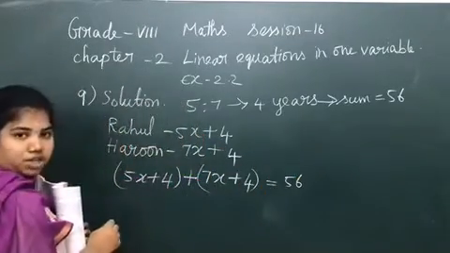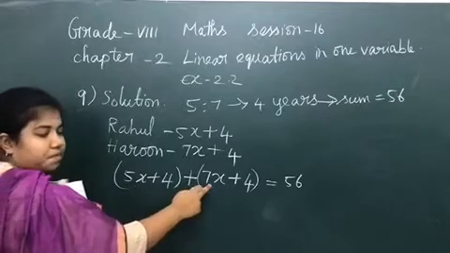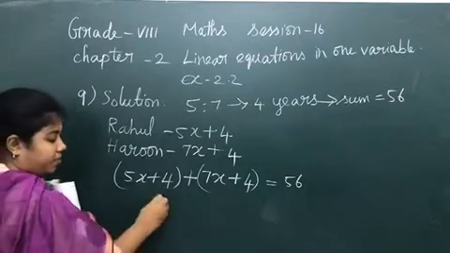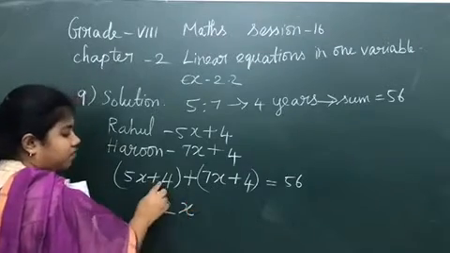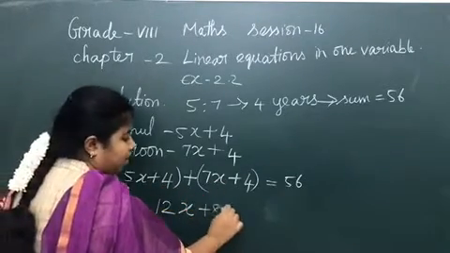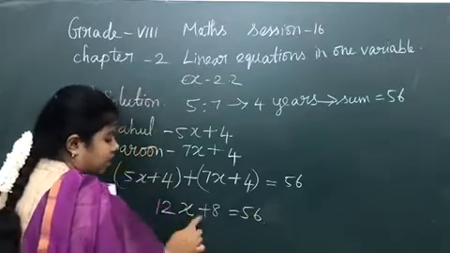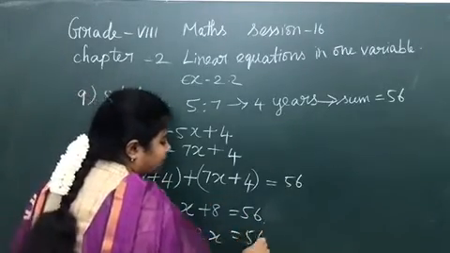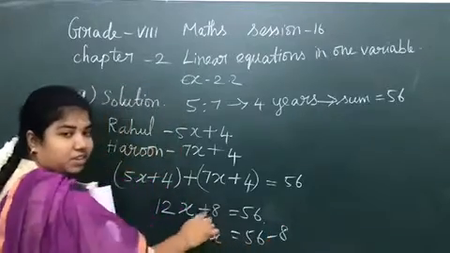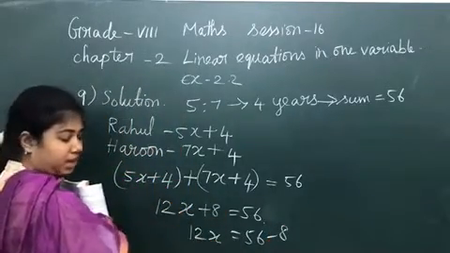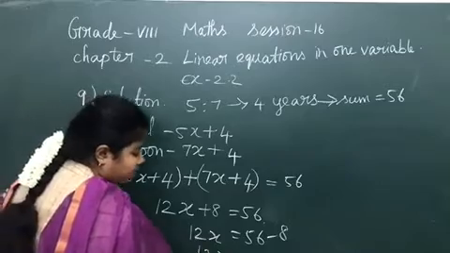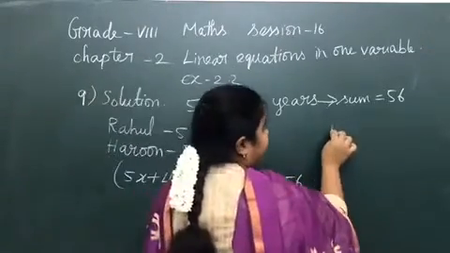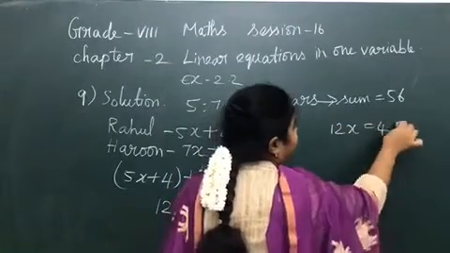This is given in the question. So now see the variable, x is the variable here, and let me add the coefficients. 7 plus 5 is 12. 12x plus 4 plus 4 is 8. 12x plus 8 is equal to 56. Now plus 8, let us take to that side. So 12x is equal to 56 minus 8. Here it is plus. If it goes to the right hand side, it becomes minus. So 56 minus 8 is 48. So 12x is equal to 48.